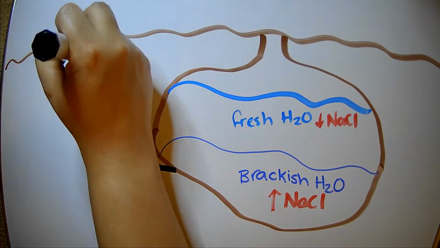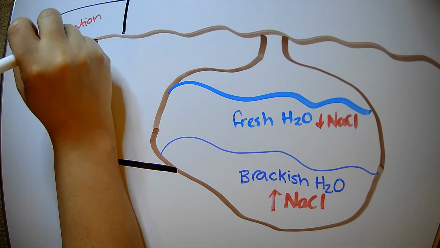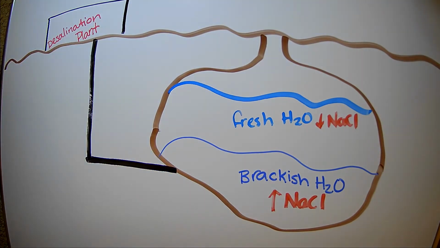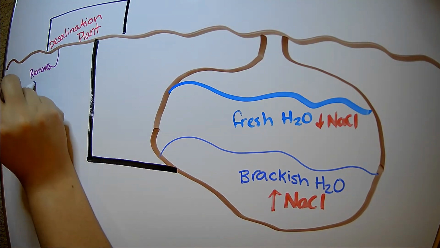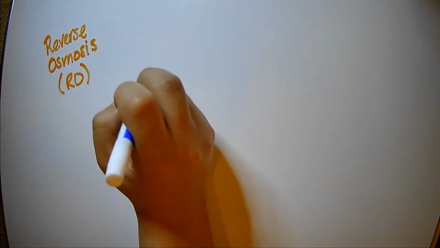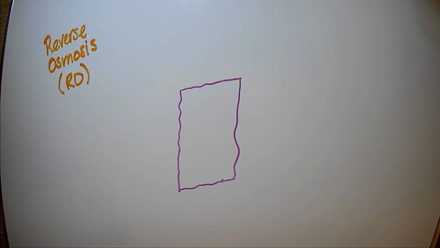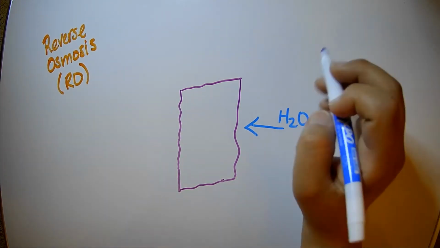The desalination process uses reverse osmosis, which removes the salt and other compounds to give us fresh water. Reverse osmosis uses a semi-permeable membrane, which only allows water molecules to go through the membrane. The membrane is a filter that removes particles larger than the water molecules.